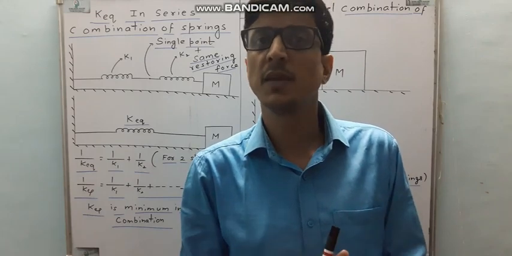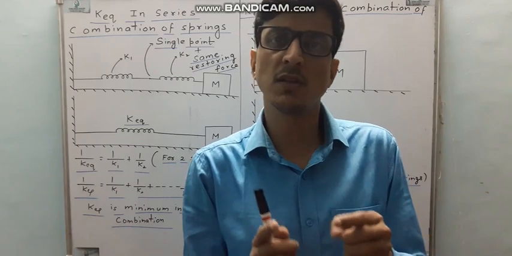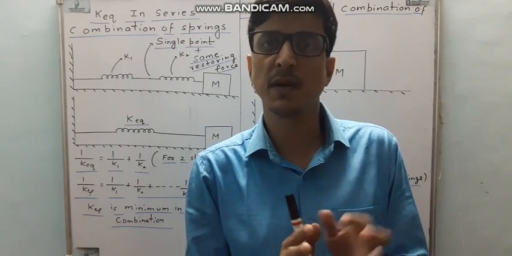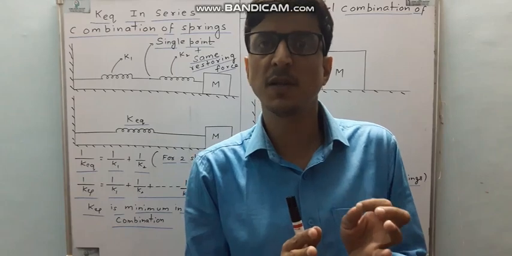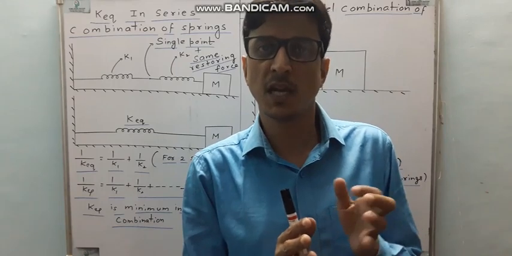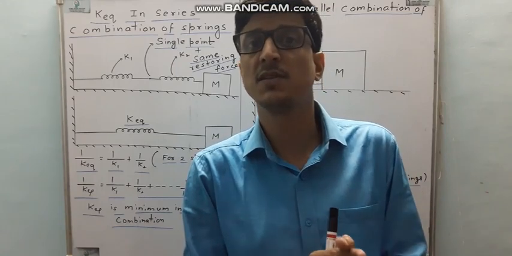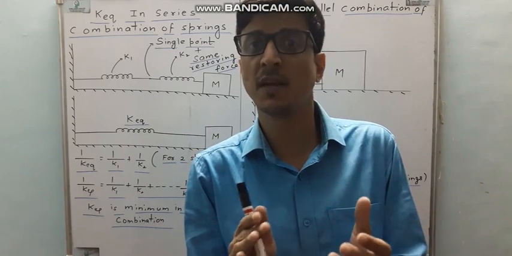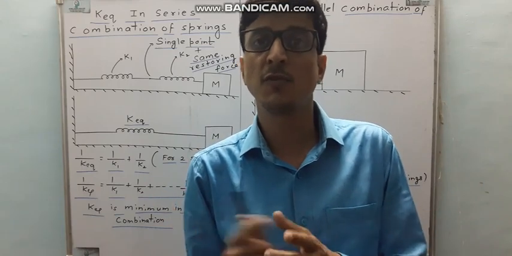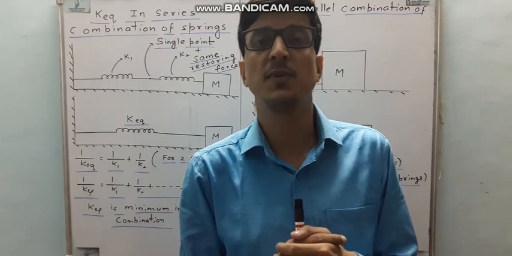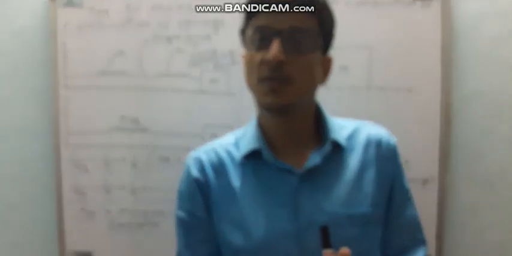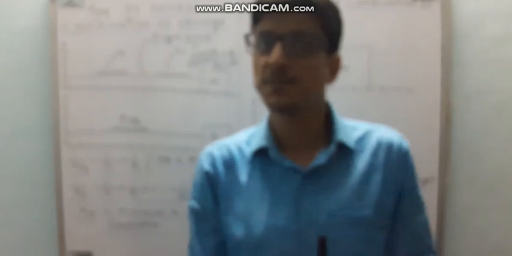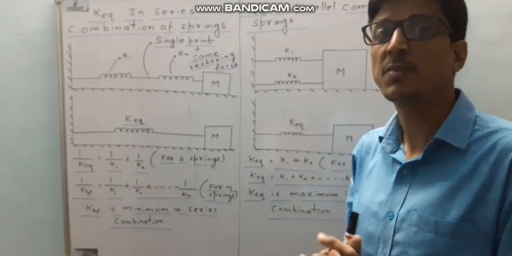Then equivalent spring means if we replace the whole combination of springs by a single spring having a spring constant K equivalent, such that under the same extension x the force applied by the system is equal to the force applied by the single spring. So this is the concept of equivalent spring constant. We have two cases: the first is series combination and the second is parallel combination.